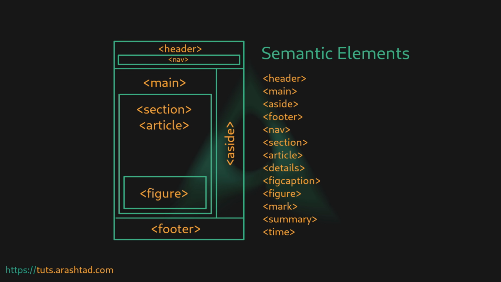Figure can be a self-contained element inside a page, like, for example, a diagram, photo, a piece of code, or things like that. Also, mark is for highlighting some part of the content. Time is representing date, time, and data like that. These are the semantic elements that can describe the content or the area that they are used for, and they are very useful for web browsers, search engines, and web developers.